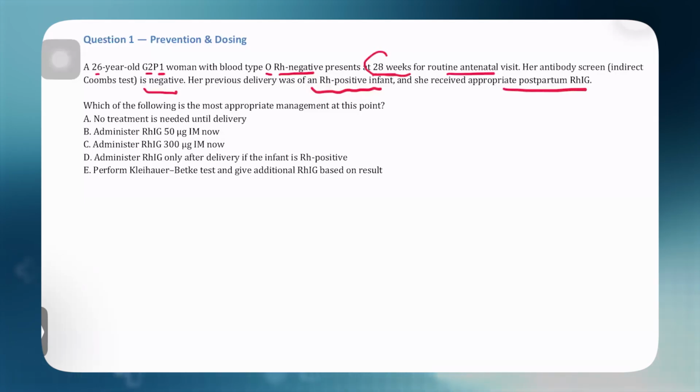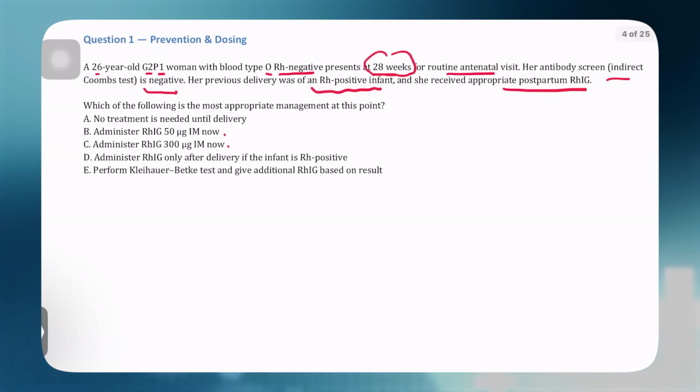She is 28 weeks. They did an indirect Coombs test, which detects the presence of antibodies in the mother. So it is negative. No treatment is needed until delivery. Administer 50 microgram intramuscular now. Administer 300 microgram intramuscular now. Administer RHIG only after the delivery if the infant is RH positive. Perform the Kleihauer-Betke test and give an additional dose of RHIG based on the result.